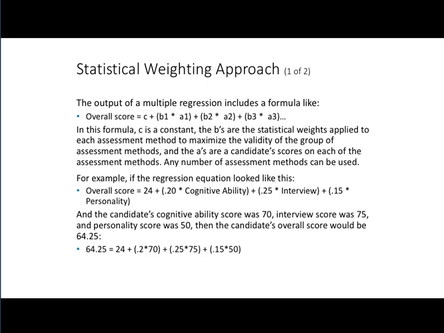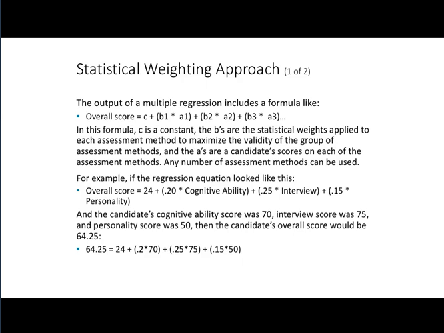So in this formula, C is your constant, right? That's where it crosses the y-intercept. So I misspoke in the previous slide. It wasn't the slope, it was the y-intercept. Anyway, C is your constant, and each of those B's are the weights of the assessment method. So each of them are going to be different, greater or lesser, depending on how important they are in the overall assessment.